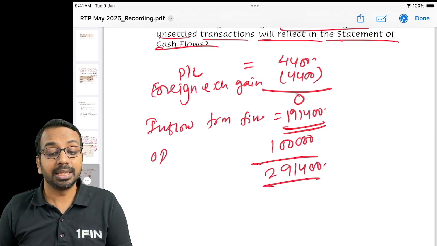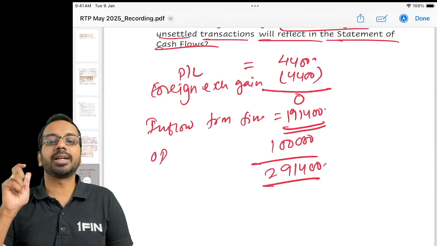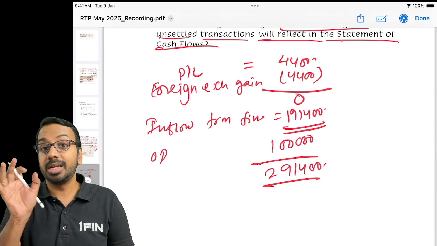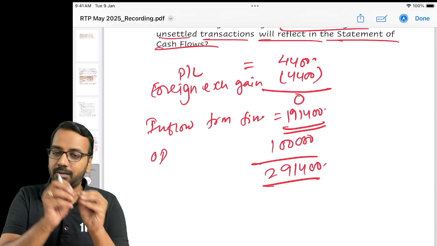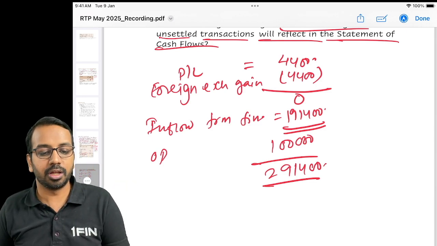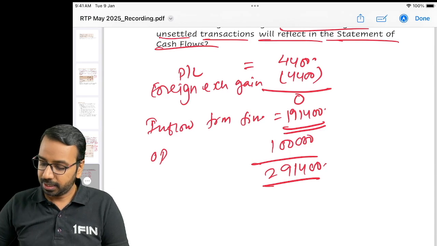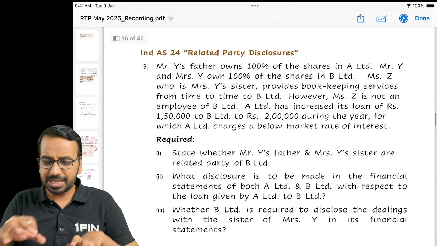Please remember, there is no foreign currency cash in hand. Here it is not foreign currency cash in hand. It is Indian cash only. We have converted, and hence we are reporting. So there is no reconciliation of foreign currency cash in hand. Okay. Then this one is slightly complicated.